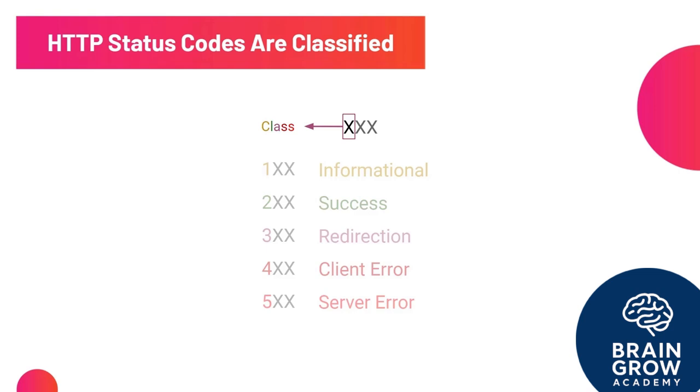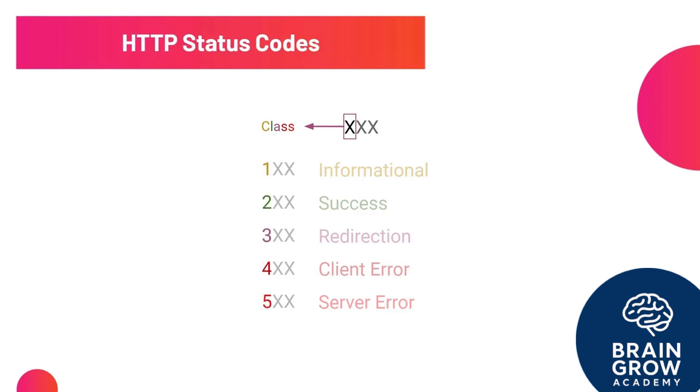The first digit indicates the class or category of the response. There are 5 classes of HTTP status codes in total. The ones that are starting by 1 are informational. An informational response indicates that the server has accepted the request and the client should continue with the request.